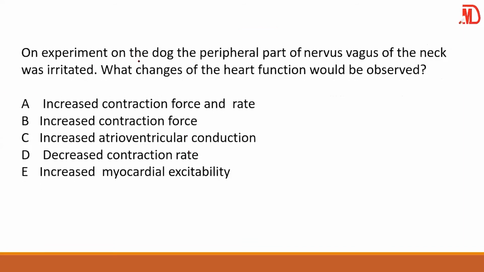An experiment on a dog: the peripheral part of the vagus nerve of the neck was irritated. What changes of the heart function would be observed? In an experiment, the vagus nerve was irritated, that means it was stimulated. What changes of heart function will be seen? So over here, we are looking for the parasympathetic innervation.